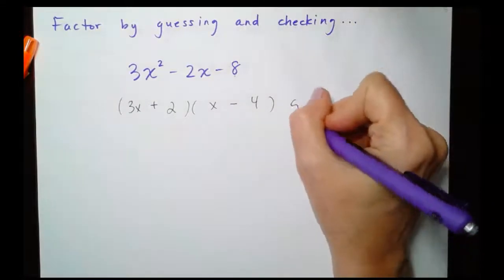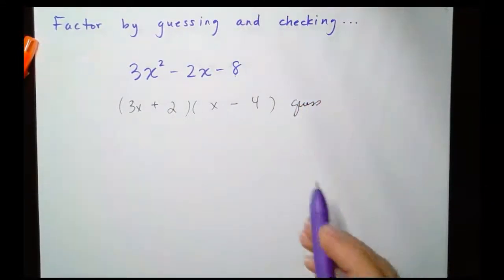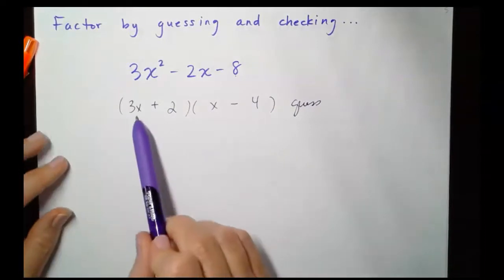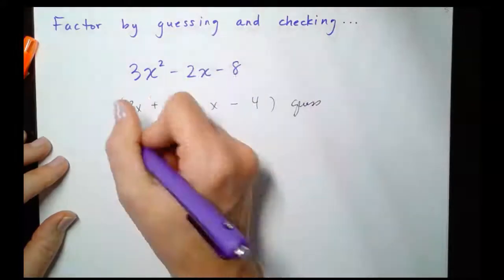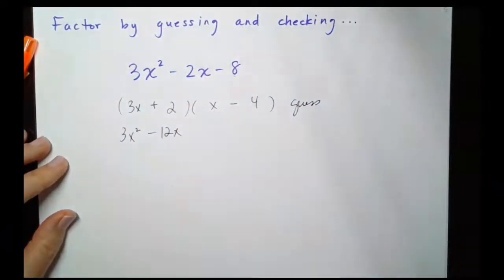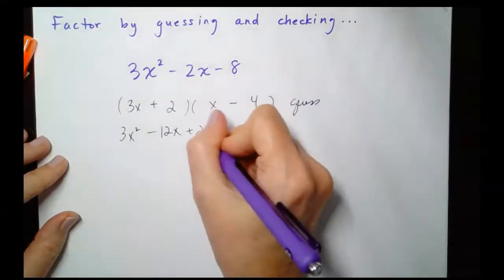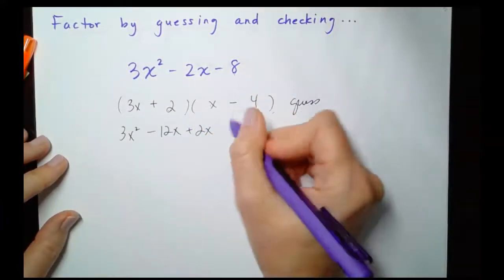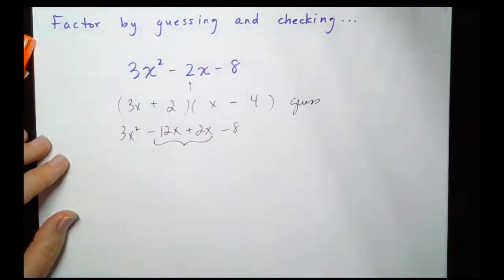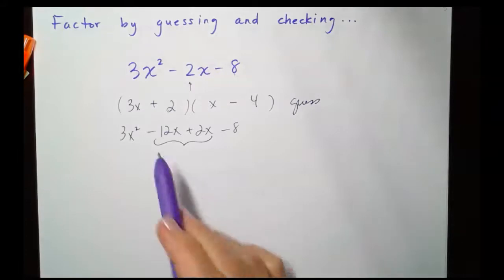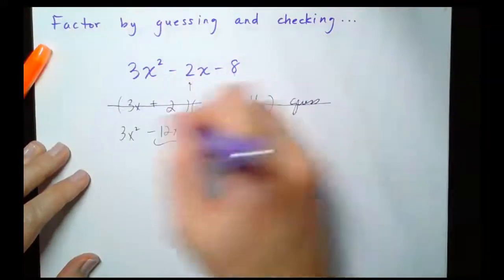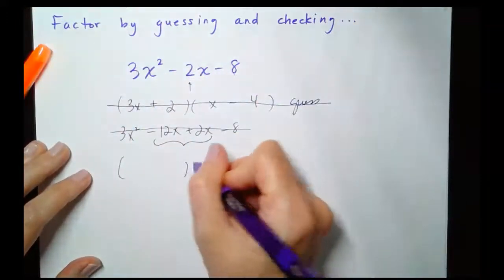This is our guess, and we're going to verify our guess with a check using the FOIL method. So 3x times x is 3x squared. 3x times 4, negative 12x. 2 times x, plus 2x. 2 times negative 4, negative 8. Does that yield the negative 2 that we're looking for? No, it does not. Negative 12 plus 2x is negative 10. Our guess is not verified. Let's switch the order of the 2 and the 4.